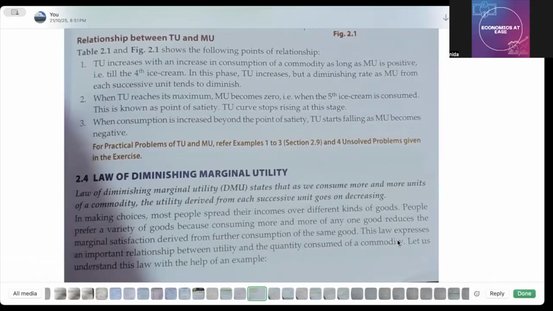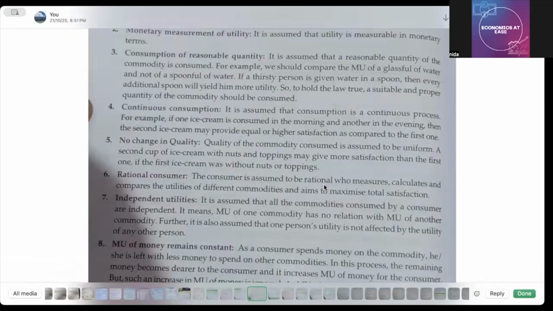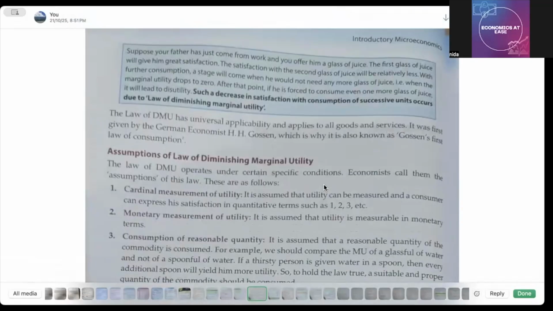Let us understand with the help of an example. Here you will just mention the definition and a small example. Suppose your father has just come from work and you offer him a glass of juice. The first glass of juice will give him great satisfaction. The satisfaction with the second glass of juice will be relatively less. With further consumption, a stage will come when he would not need any more glass of juice. That is when the marginal utility drops to zero.